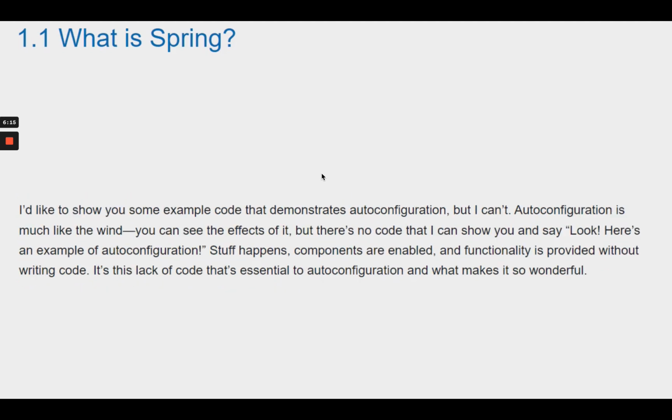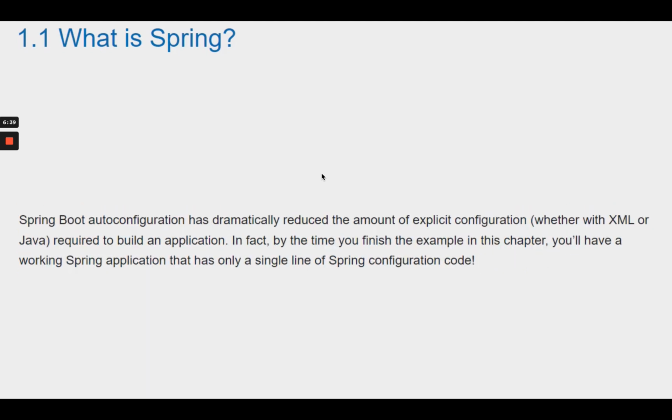I'd like to show you some example code that demonstrates auto-configuration, but I can't. Auto-configuration is much like the wind. You can see the effects of it, but there's no code that I can show you and say, look, here's an example of auto-configuration. Stuff happens, components are enabled, and functionality is provided without writing code. It's this lack of code that's essential to auto-configuration, and what makes it so wonderful.